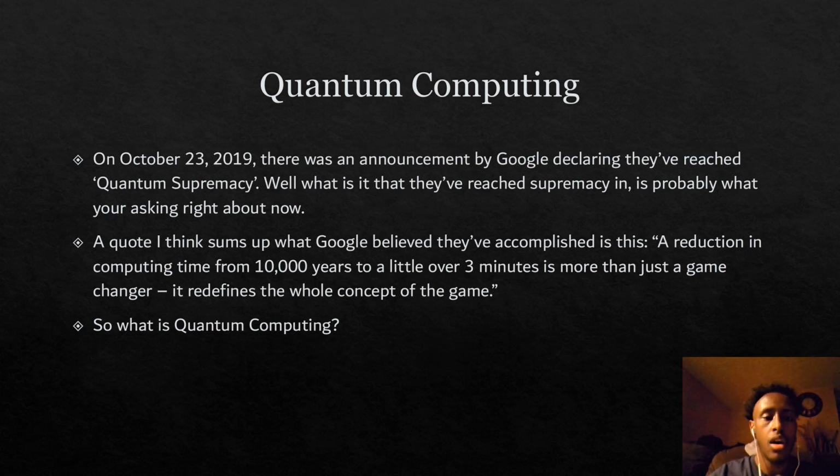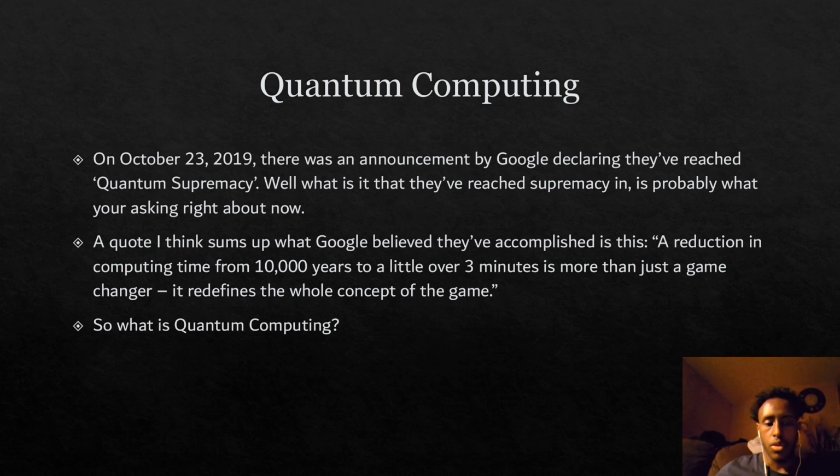Quantum computing. On October 23rd, 2019, there was an announcement made by Google declaring they've reached quantum supremacy. Well, what is it that they've reached supremacy in? Is probably what you're asking right about now. A quote I think that sums up what Google believed they had accomplished is this: a reduction in computing time from 10,000 years to a little over 3 minutes is more than just a game changer. It redefines the whole concept of the game.